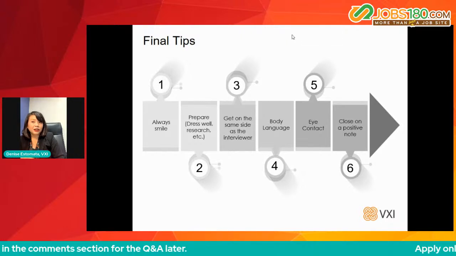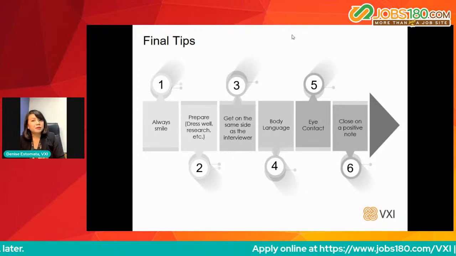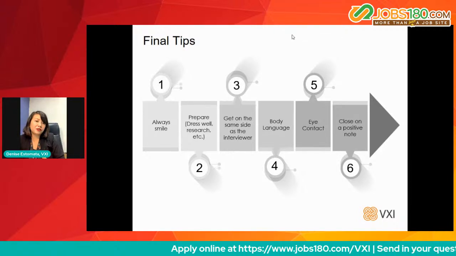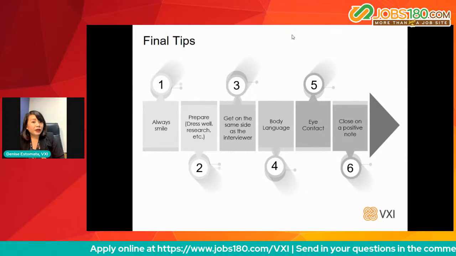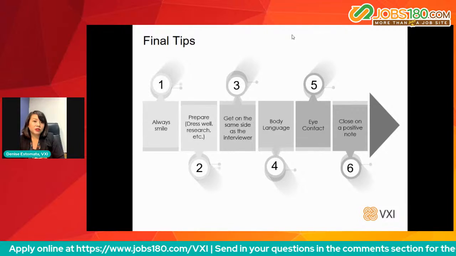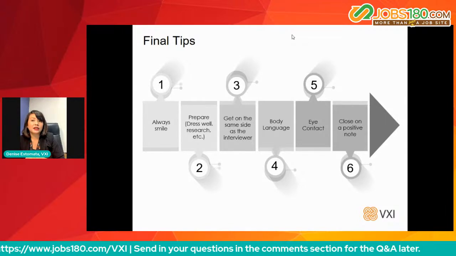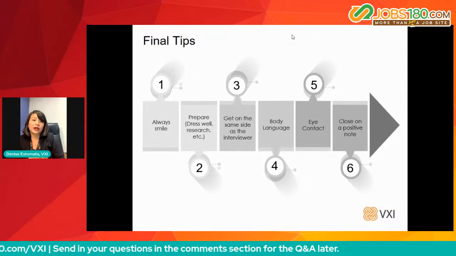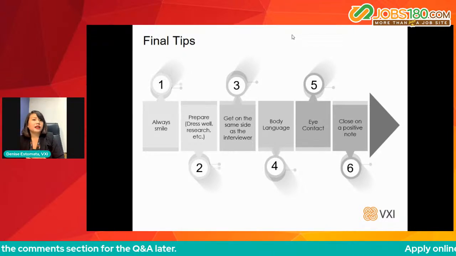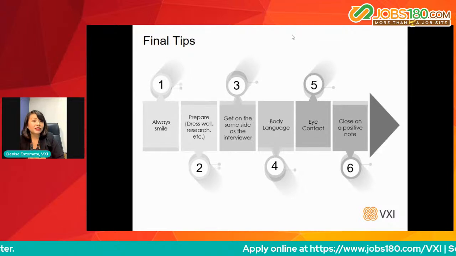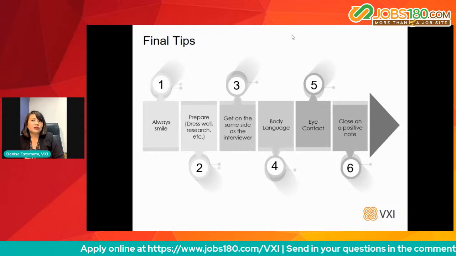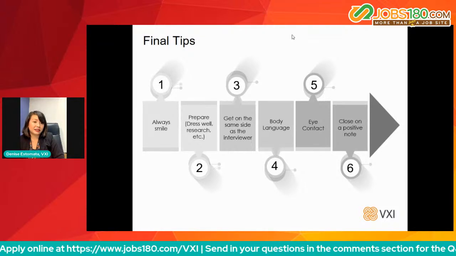Third would be get on the same side as the interviewer. It's as simple as building rapport. If the interviewer asks you, "How are you doing?", aside from responding to the question, you could go ahead and ask the interviewer as well, "How about you? How are you doing?" Or agreeing, like nodding, showing that you're listening and agreeing at a certain point during the interview, is already one way to get on the same side as the interviewer.